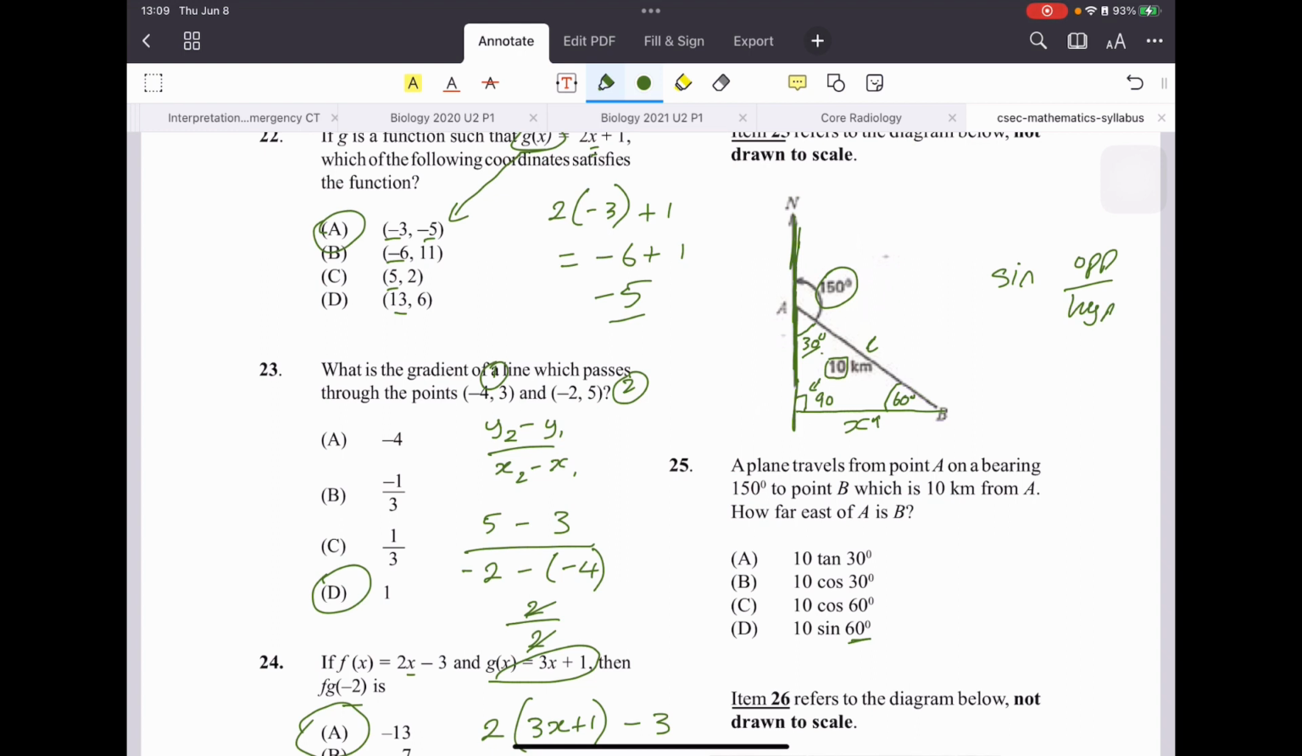Alright, so let's try it with the 60. Now the x becomes the adjacent distance to the 60. You can see the 60 is resting on x, so the x is adjacent now. So I'm going to have to use cosine, which is the adjacent over the hypotenuse. Let me just check my answers to see if I have a cos 60. Yes, I do. So my answer will be C. I don't really need to go any further into that, right?